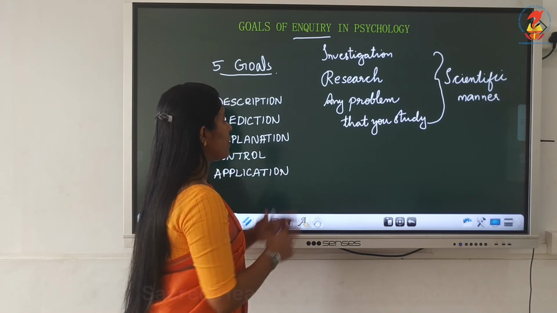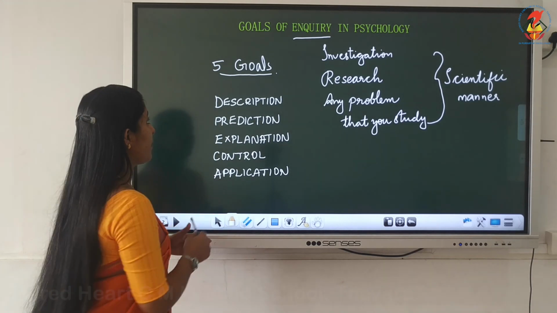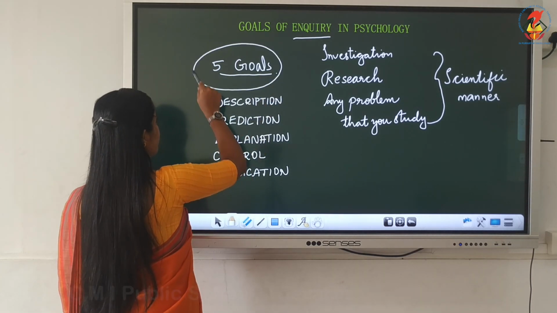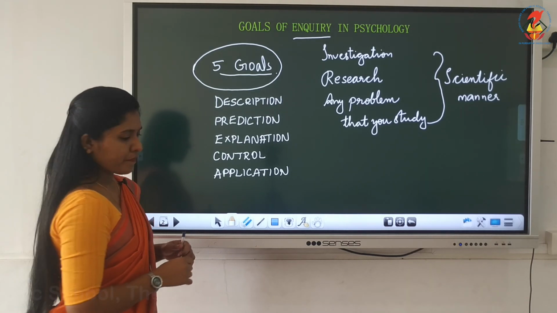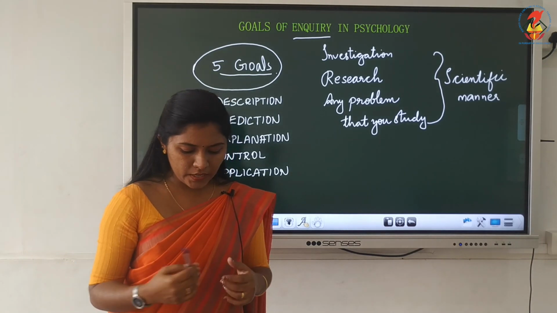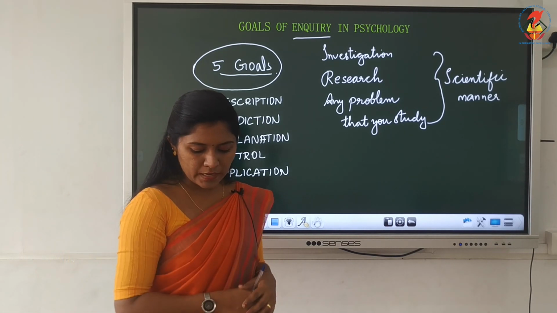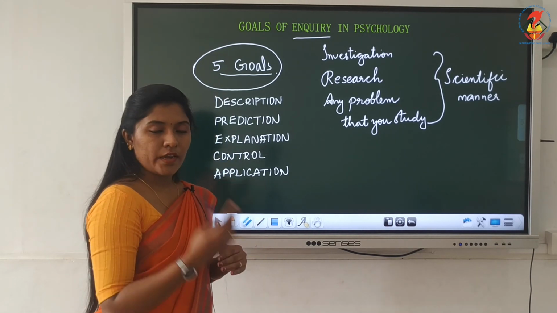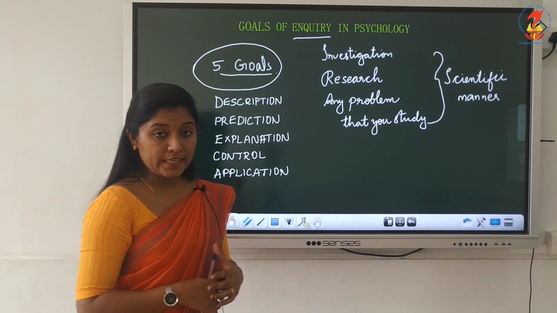So that is psychological enquiry. And for psychological enquiry there are mainly 5 goals, because unlike any other scientific research or knowledge, psychology has got a scientific basis for studying enquiry or doing any experiment or any data collection.